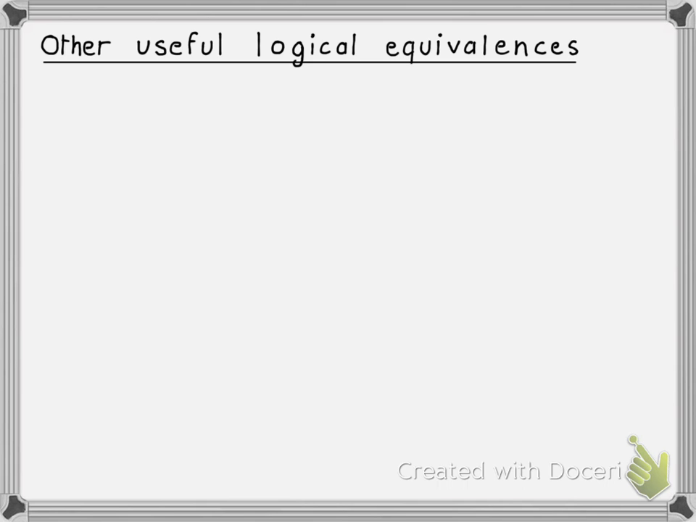So the first one states that P implies Q is logically equivalent to not P or Q. Now, of course, you should be able to prove this logical equivalence and every other one in this course using truth tables. But here, let me give you the intuition for why this equivalence holds. For that, all you need to know is the definition or truth table of material implication, P implies Q.